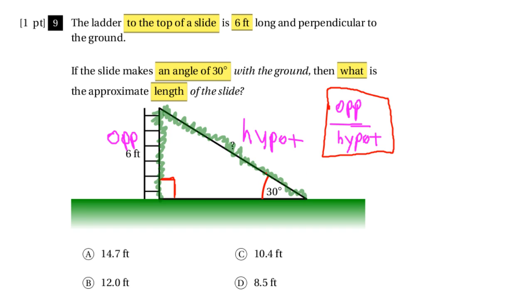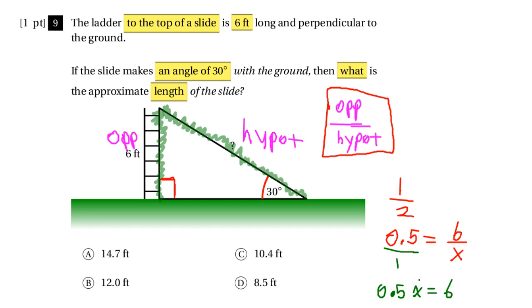When I go to my calculator and I type in the name of that ratio and I use a 30-degree angle, I get 1 over 2. So that tells me that this ratio is 1 over 2, or 0.5, is equal to the opposite side, which is 6, over the hypotenuse, which is what I'm trying to solve for. So if I put my decimal over 1 and cross multiply, I get 0.5 times x is equal to 6.